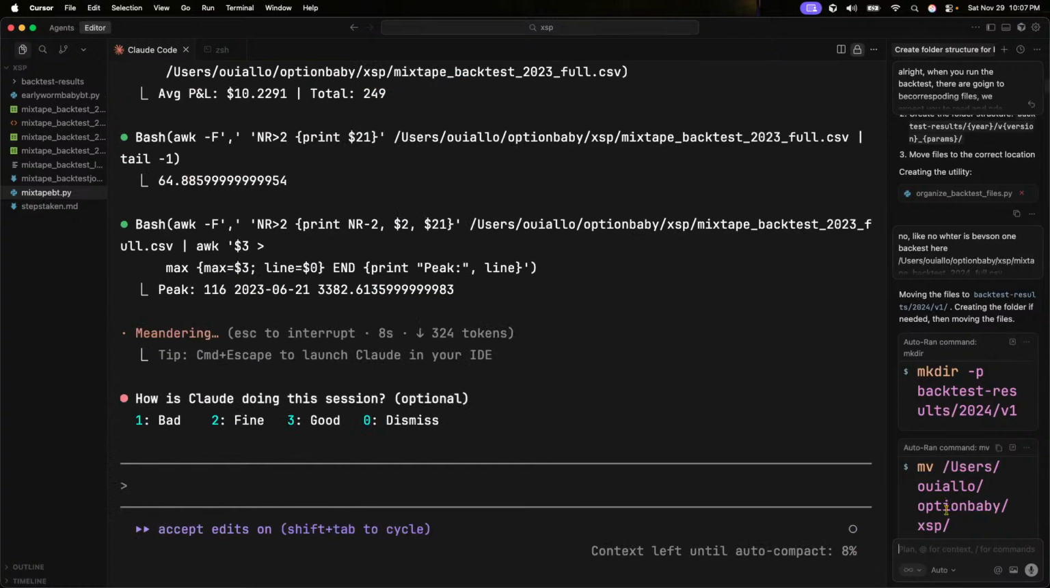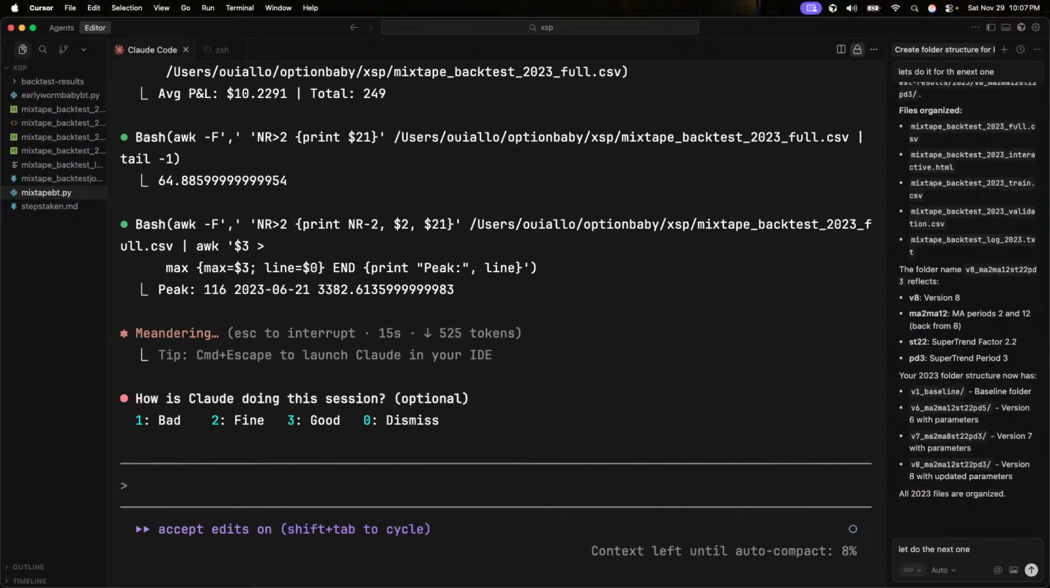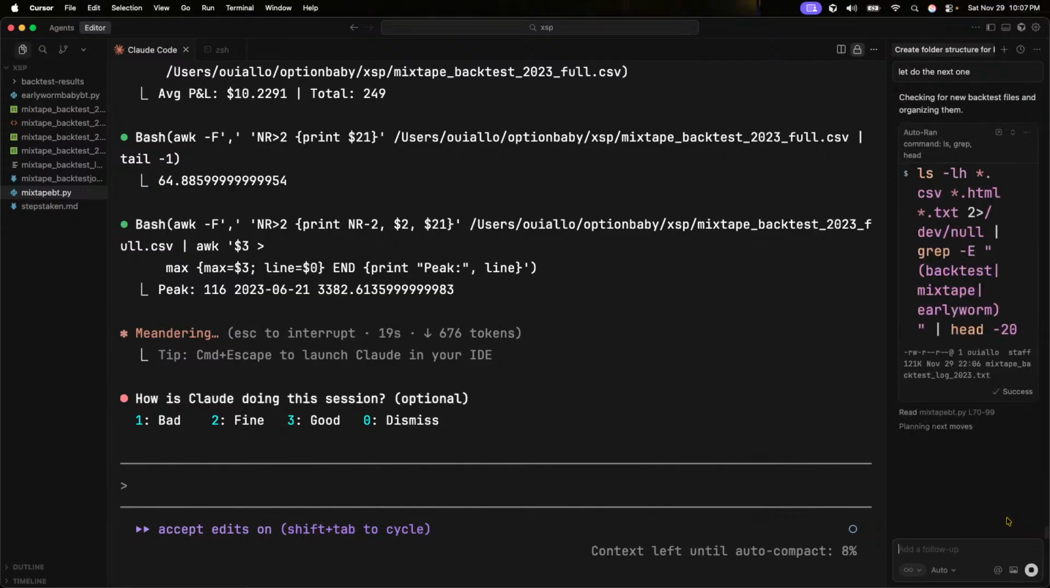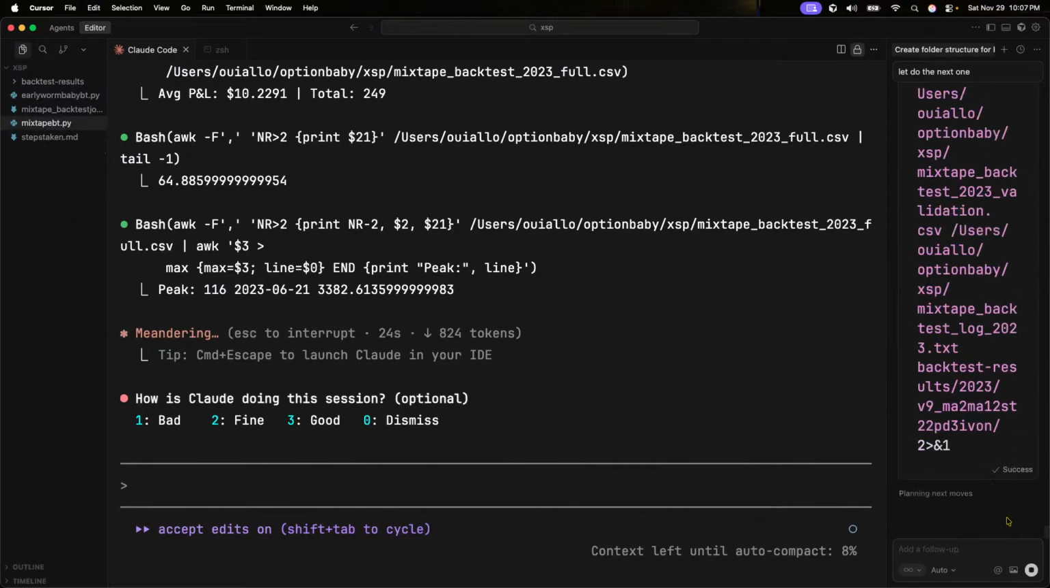All right. Now, let's do the next one. Yep, you're Gucci. Now we can move that over. Yeah, I'm thinking about making the stop loss a little tighter, so going from 14 to 12.